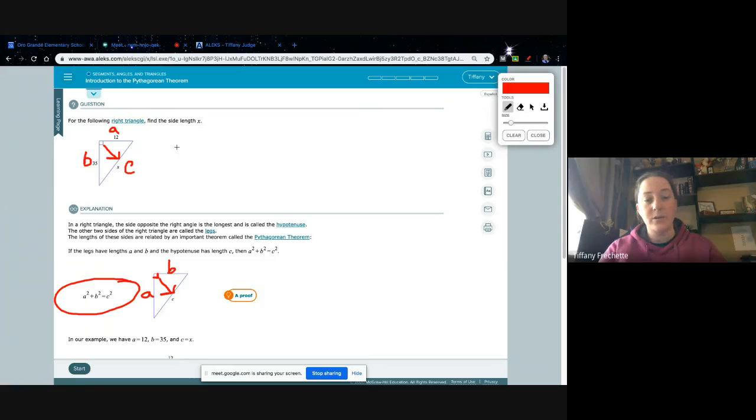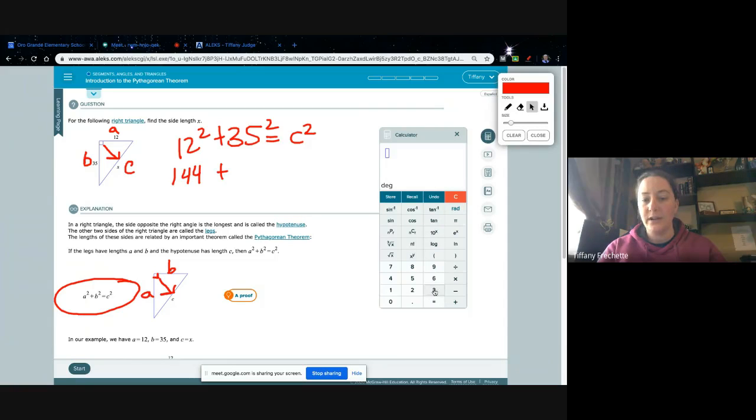All right, so now we're going to work this one out. We have 12 squared plus 35 squared equals C squared. So I know 12 squared is 144, plus, I'm going to click off my pen here, and I do not know 35 squared off the top of my head. If you don't know something right off the top of your head, that's fine. We can use the calculator here.